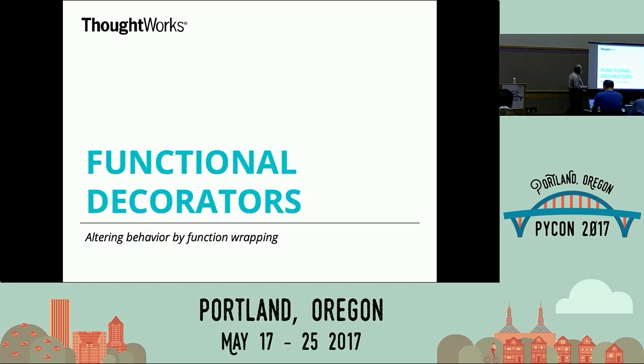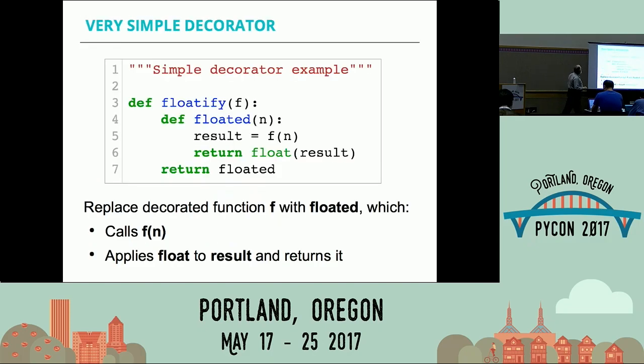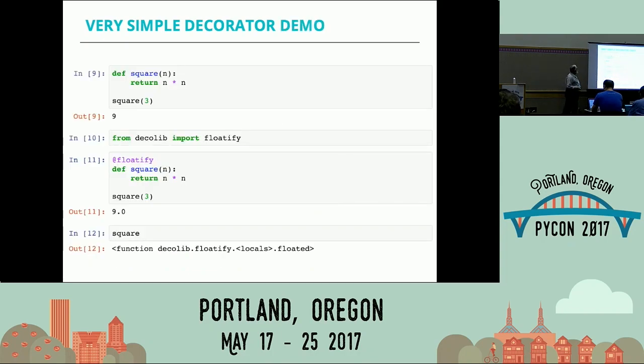Okay, so this works, and now let's talk about functional decorators, which are decorators that actually replace the function with another function. This is a very simple example of a decorator that transforms the output of another function into a float. It's just a stupid example, I'm sorry. For instance, if you define a function square and you pass it an integer, you're going to get an integer result. But suppose I always want float results. So you can create this decorator called floatify. And when you decorate the function and call it, now you get a float result.